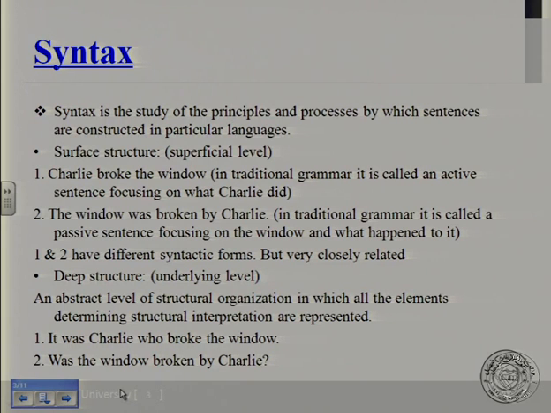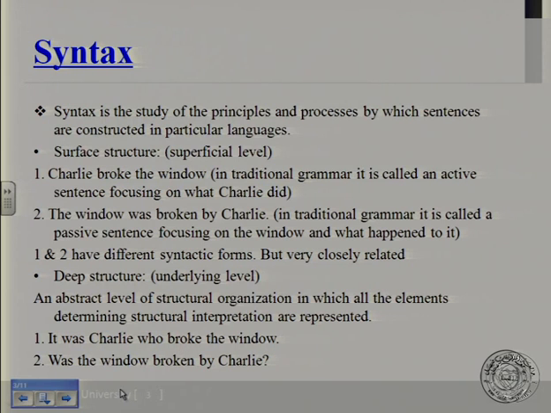Number two is, the window was broken by Charlie. Again, in traditional grammar, it is called a passive sentence. This sentence focuses on the window and what happened to it. Now, the first sentence, Charlie broke the window, and the window was broken by Charlie, have different syntactic forms. One is active and the other one is passive. The first one focuses on what Charlie did and the second one focuses on the window and what happened to it.